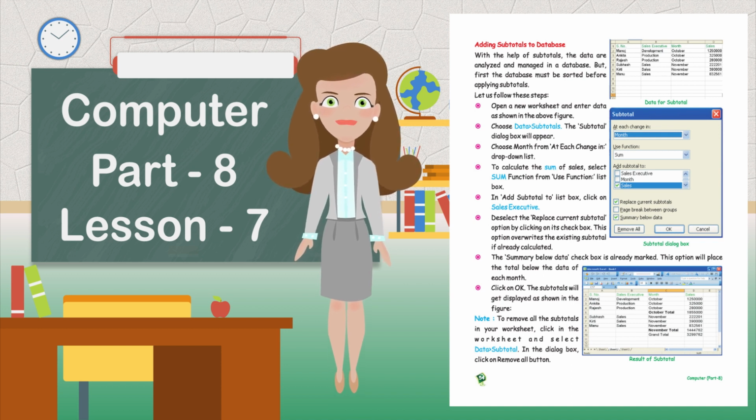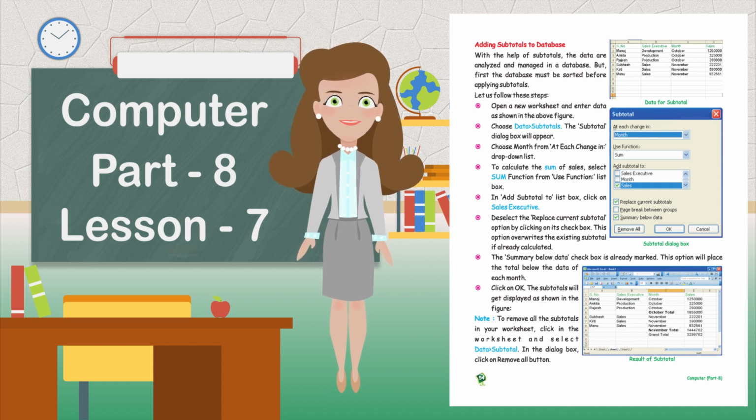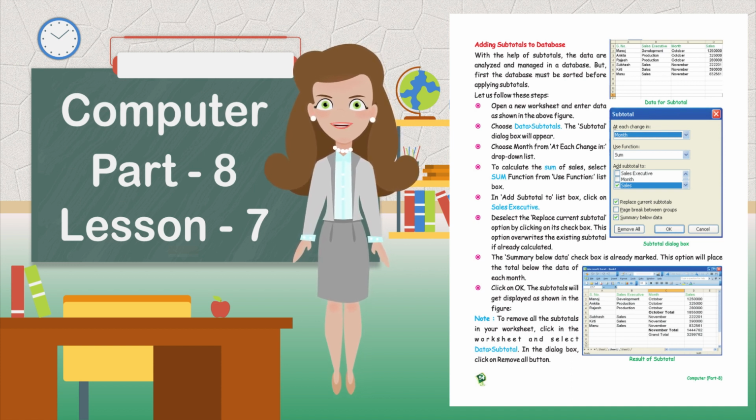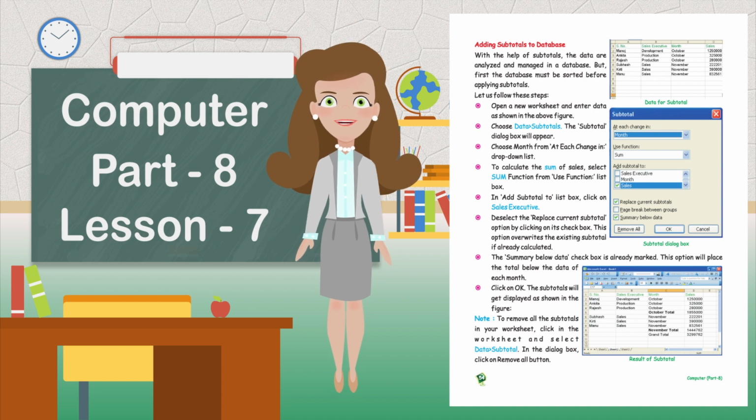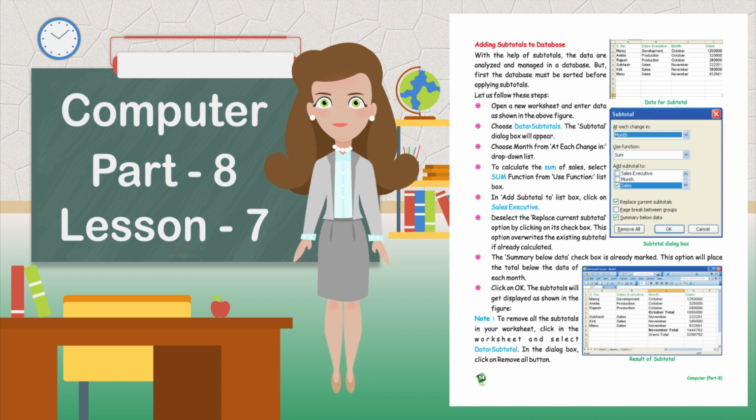The Summary Below Data checkbox is already marked. This option will place the total below the data of each month. Click on OK. The subtotals will get displayed as shown in the figure. Note: to remove all the subtotals in your worksheet, click in the worksheet and select Data, then Subtotal. In the dialog box, click on the Remove All button.